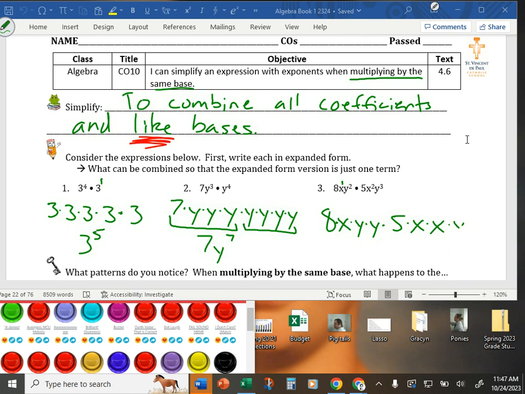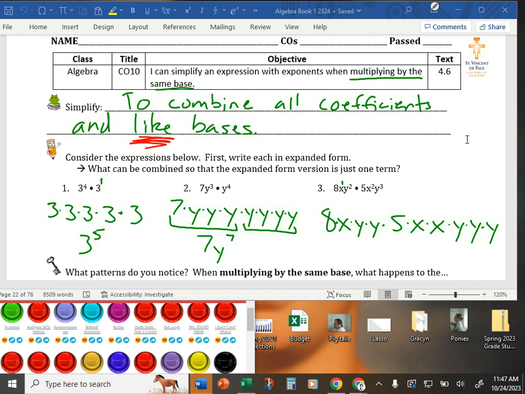Right? So we have 8 times x times y, that's 8xy squared, times 5 times x times y times y times y. 5 times x squared times y. So when we look at this, our definition to simplify says to combine all coefficients and like bases. What are the coefficients here? 8 and 5. 8 and 5.